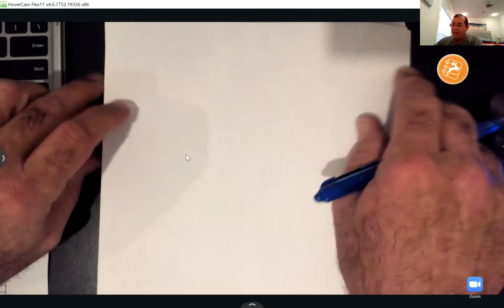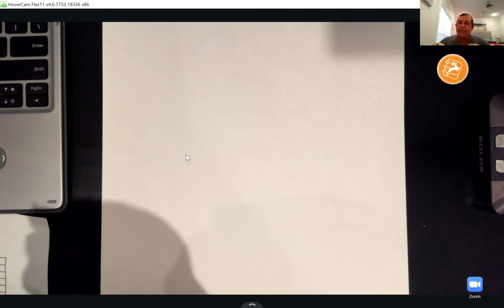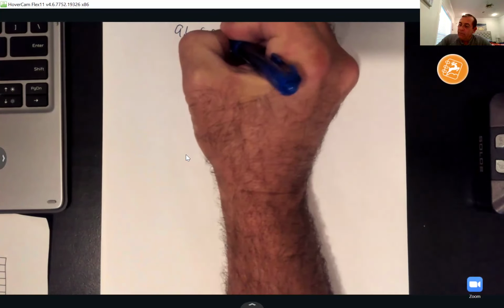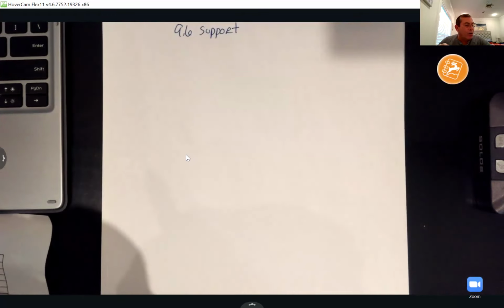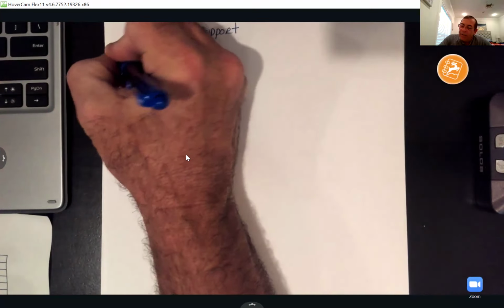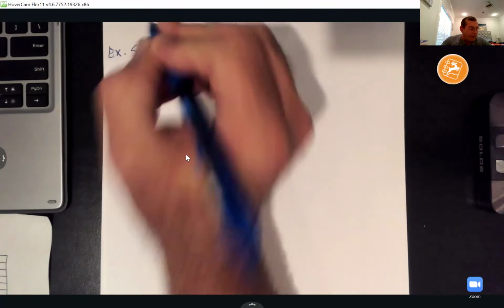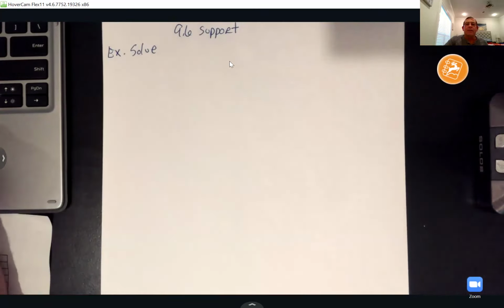Alrighty, so the other thing I wanted to show y'all tonight was 9.6 support. Because I sent y'all the 9.6 video on the college algebra part. But the support was mainly just getting you ready for cross multiplying. And I think all these said solve. So I'm going to show you how I would solve these.